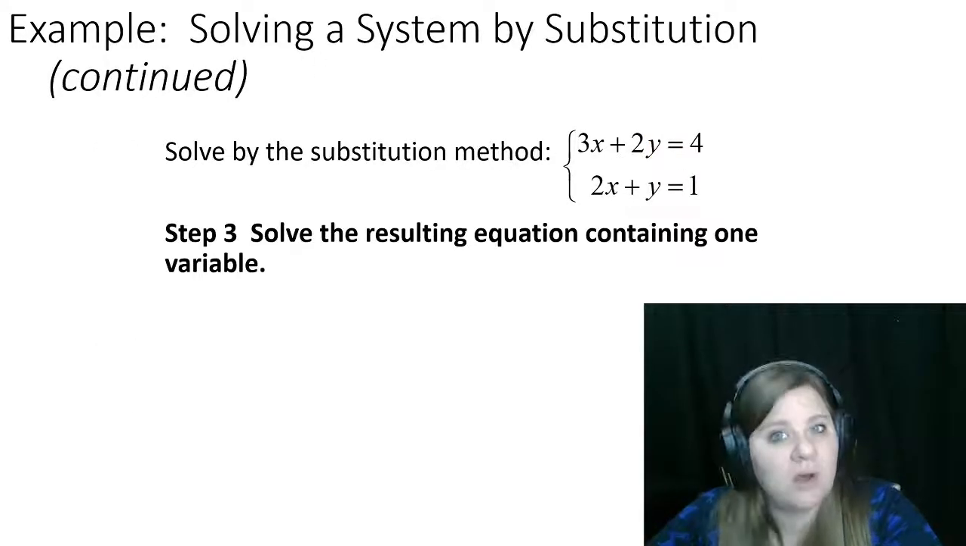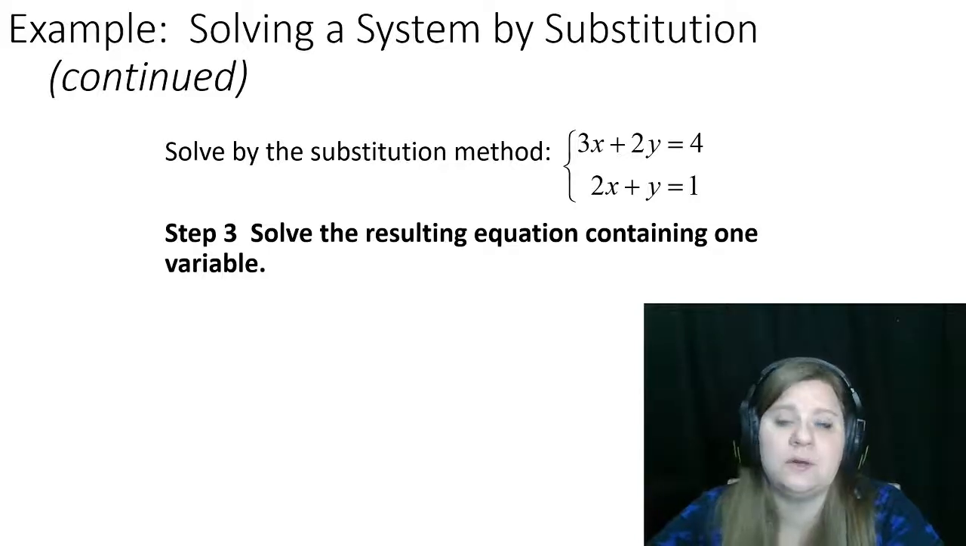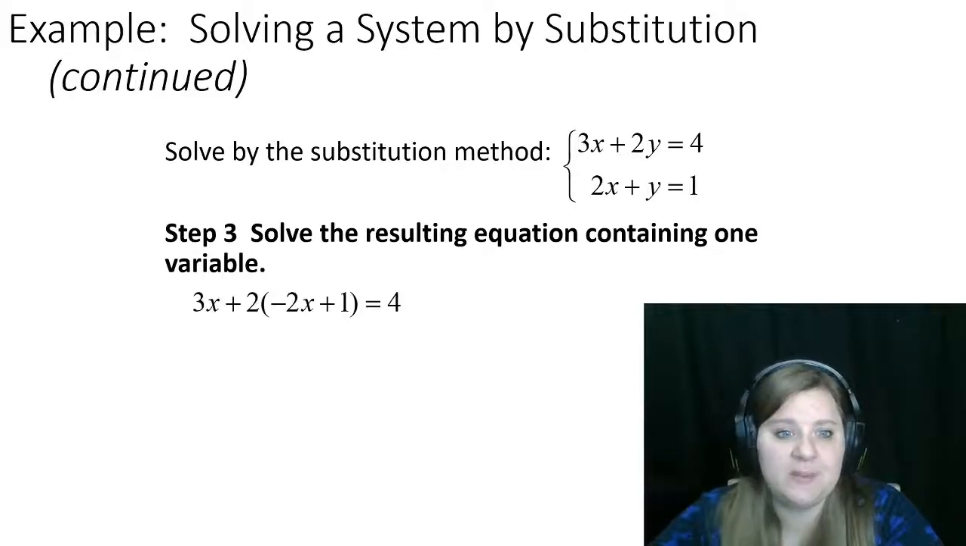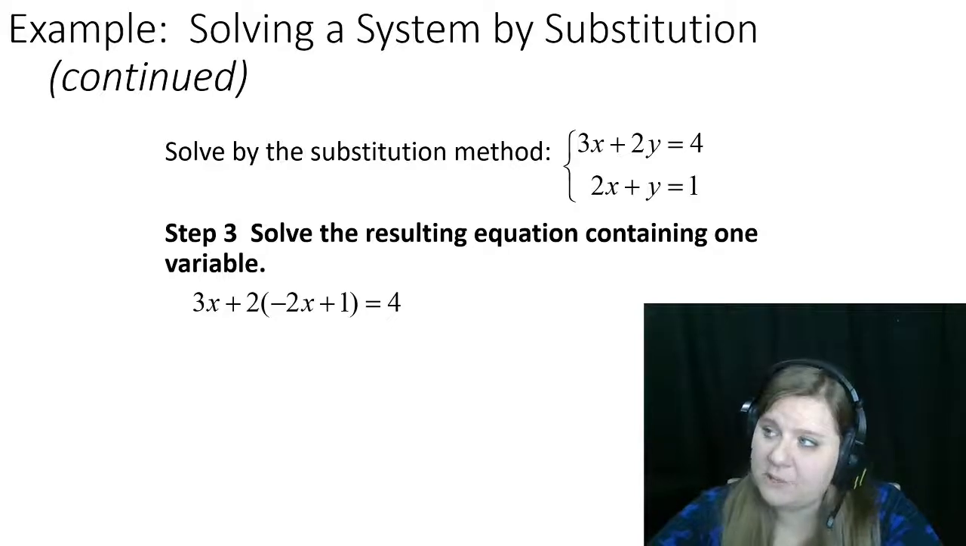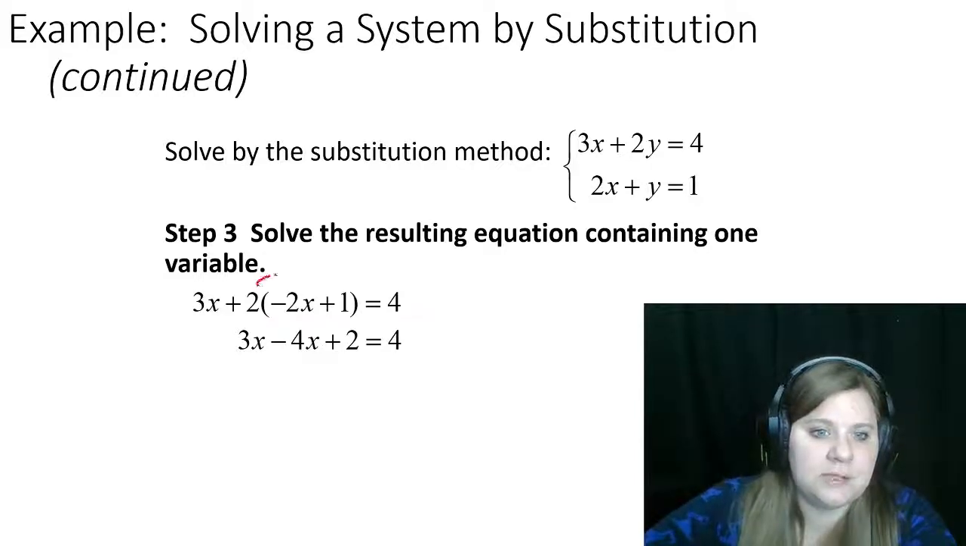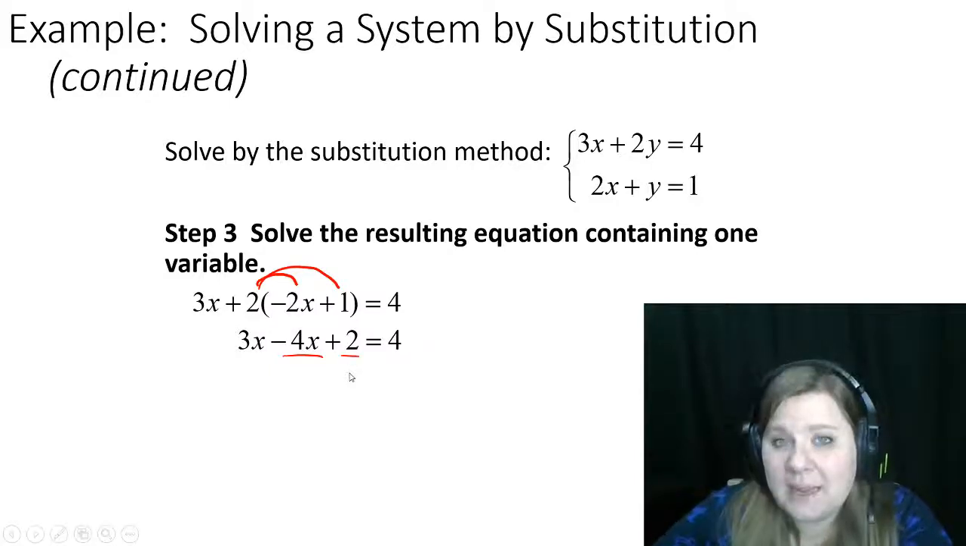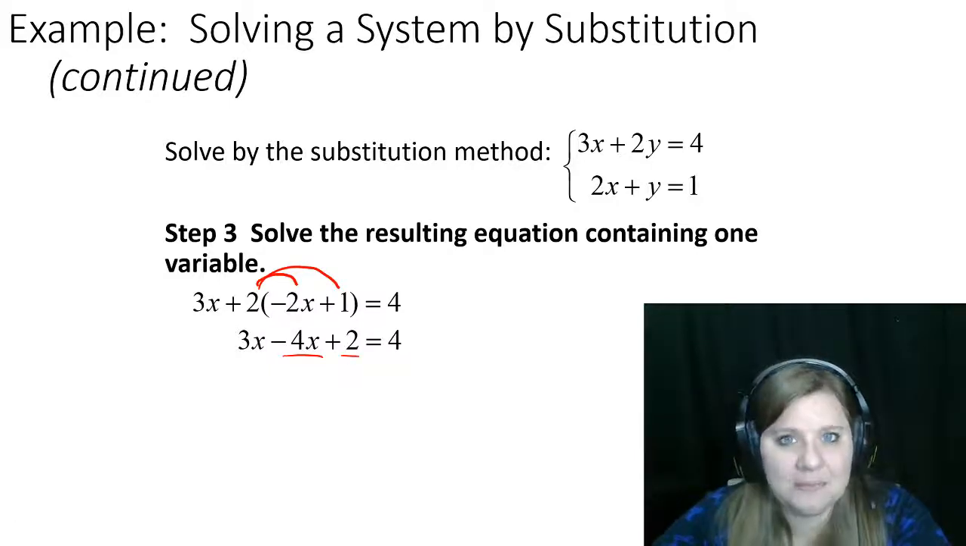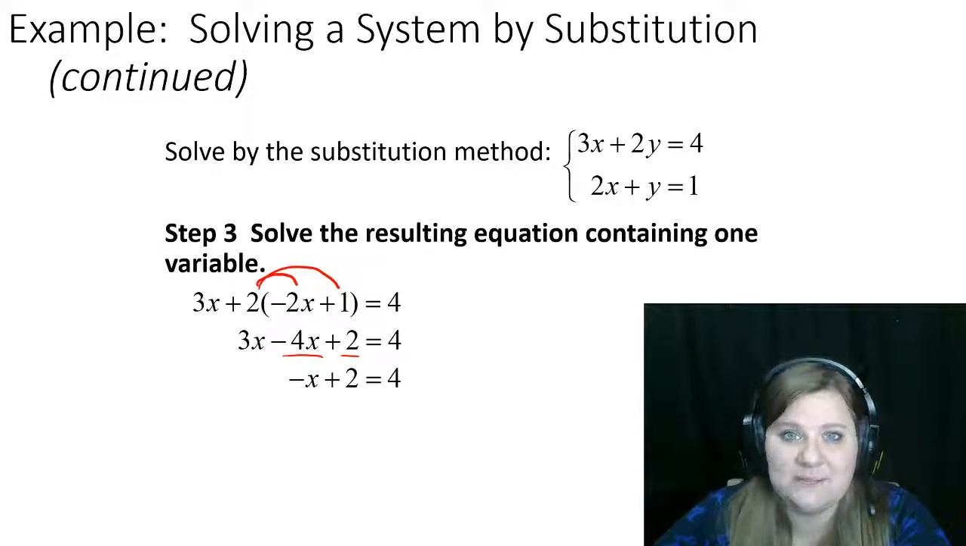Now I need to solve for the variable in that equation. In this case, solve for x. In order to solve for x, I'm going to distribute my 2. Notice that 2 times negative 2x gives you negative 4x, and 2 times 1 gives you 2. Then I'm going to combine like terms. 3x minus 4x is negative x.